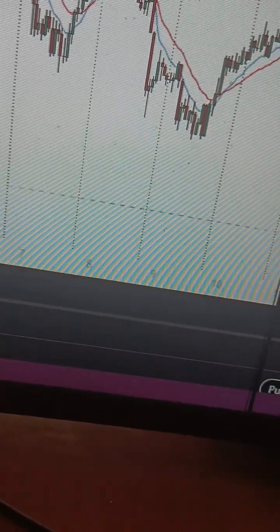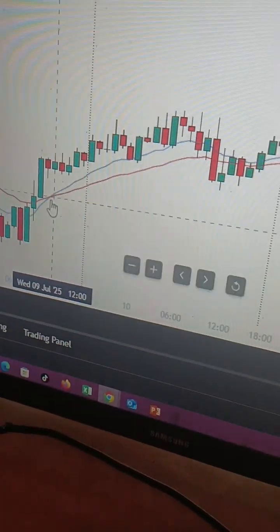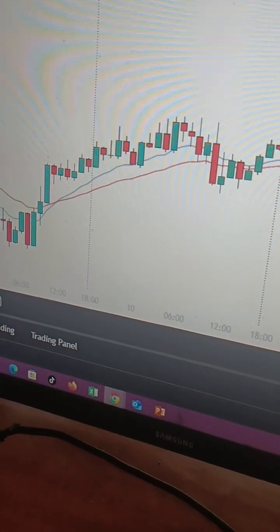So what are we going to be looking for? First, the cross. So we are waiting for EMA 10 above the 20, we are bullish. EMA 10 below the 20, we are bearish. So every time we have a cross, this cross started here. We had the 10 cross above the 20. That means we are plus.